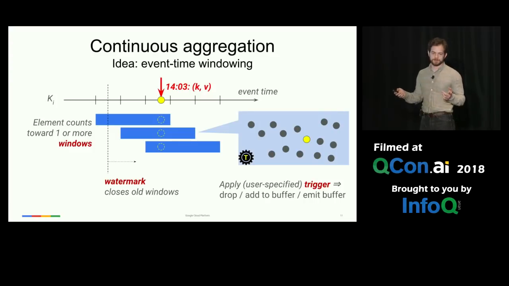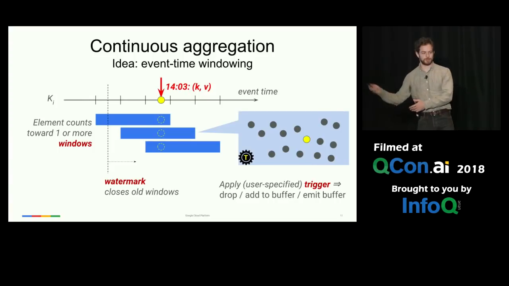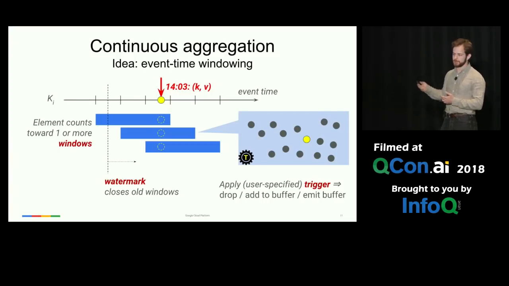Either we drop the element, if the element is way behind, for example, we received data that maps to a window that closed a year ago, and we decide that this is the kind of data we just want to ignore. So in some cases, we may just drop the data. That is called late data. We can add it to the buffer and do nothing else yet, or we can decide that we have accumulated enough data for this key and window and say, OK, here's the next group for this key and window. And the pipeline will do something with that group.